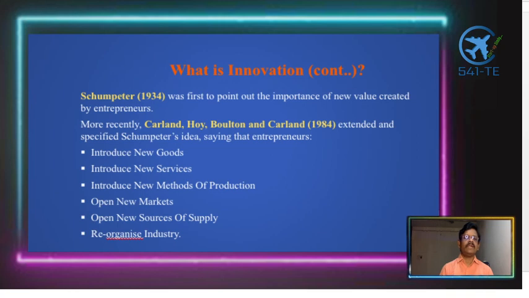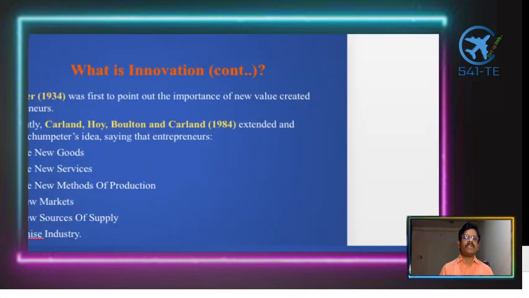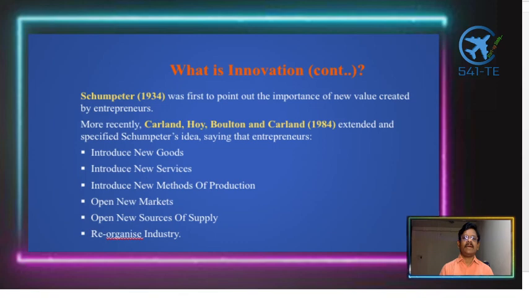Further, if you look at what innovation is, Schumpeter in 1934 was the first to point out the importance of new value created by entrepreneurs because of innovation. More recently, Carland, Hoy, Boulton, and Carland in 1984 extended and specified the Schumpeter idea, saying that entrepreneurs are very different, and they introduce new goods, introduce new services, introduce new methods of production, open new markets, open new sources of supply, and reorganize industry. All these are possible only because of innovation. Innovation is very close to entrepreneurs because they are always doing something differently because of innovation. That is part of their life as an entrepreneur. So this is the description of Schumpeter.